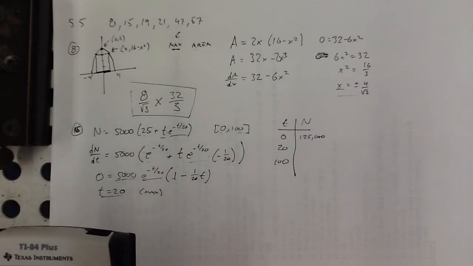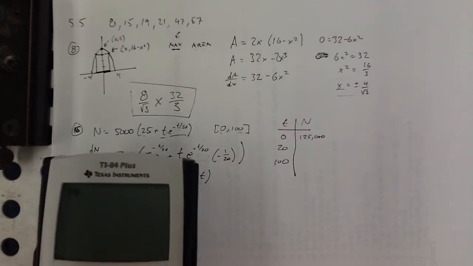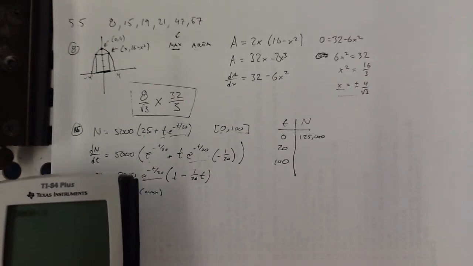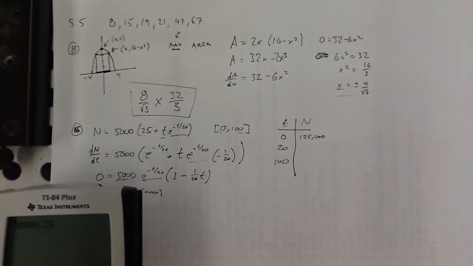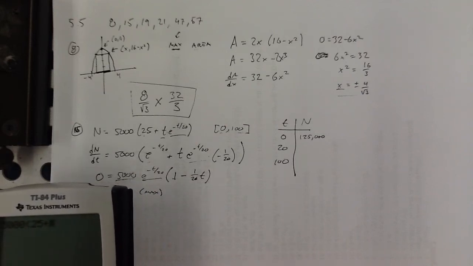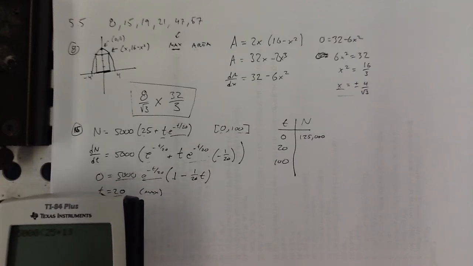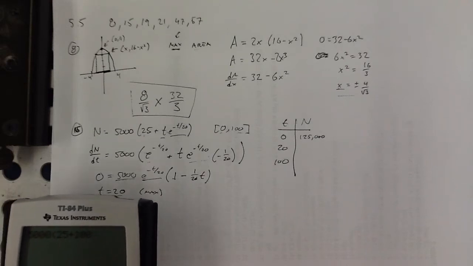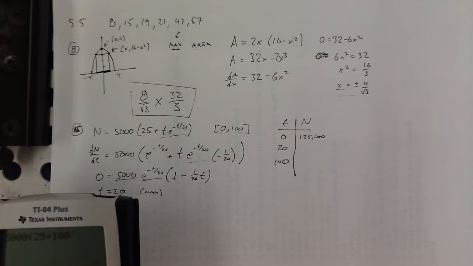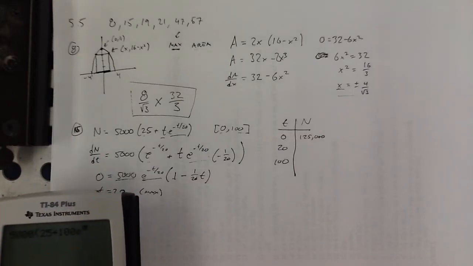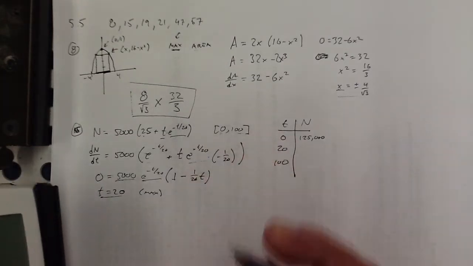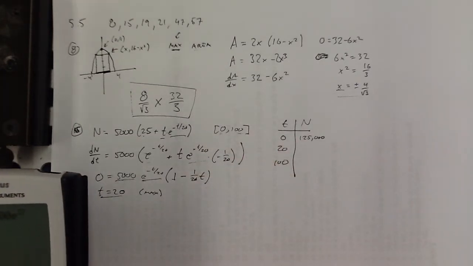So 5,000 times 25 plus 100. Oh, I guess I'm doing that one first. Times e to the negative, let's see, 100 over 20 is going to be 5.